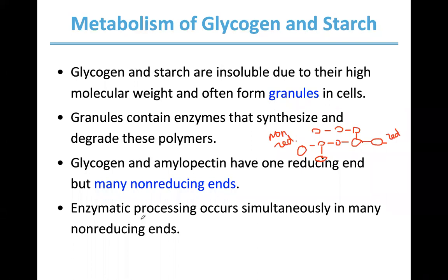And another very important thing is that the enzymes that break it down will not just start from the reducing end and start chopping the molecule. Basically, the enzymes can cut the molecule in many different places, right? So the processing of starch and glycogen occurs simultaneously at many different non-reducing ends.